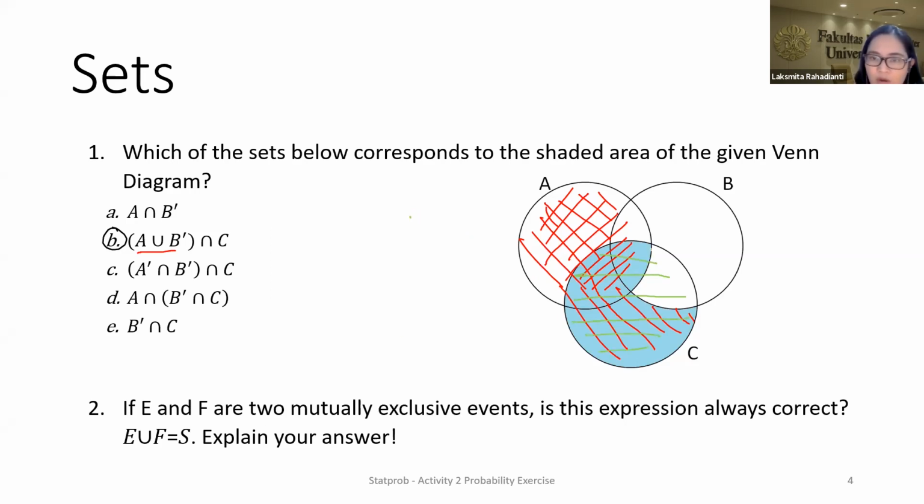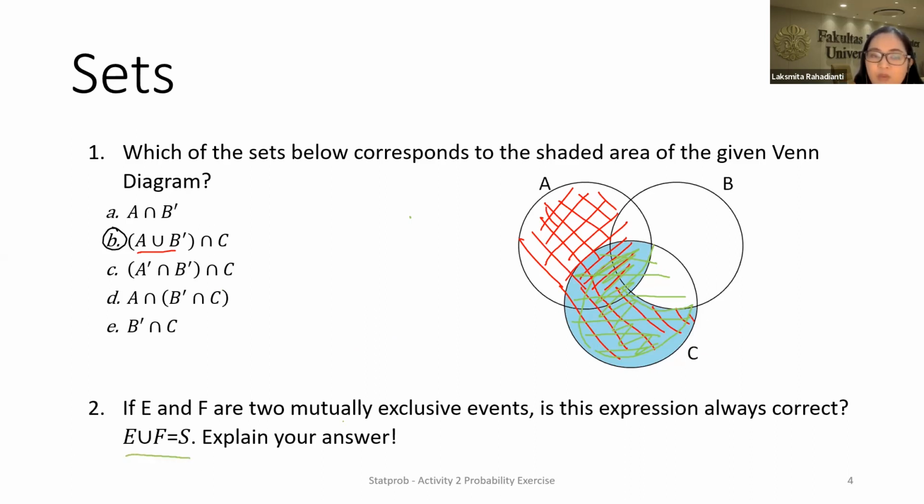And that would bring us to our final answer. I have to change the color again. Oh, well, let's just make it green. It would be this area here. Okay, so that's the first one. And the second one, I think it's on your exercise, the second question here. So if E and F are two mutually exclusive events, is this expression always correct?